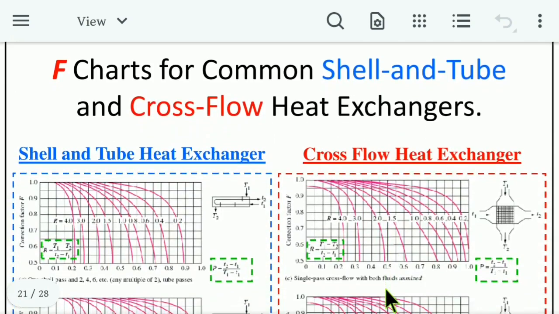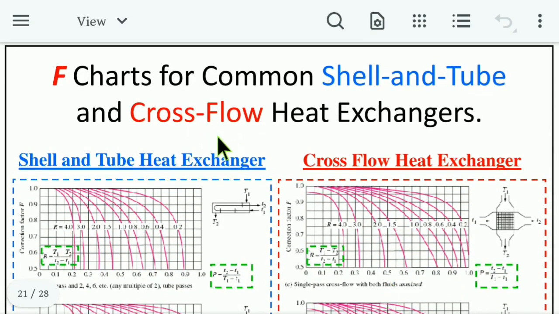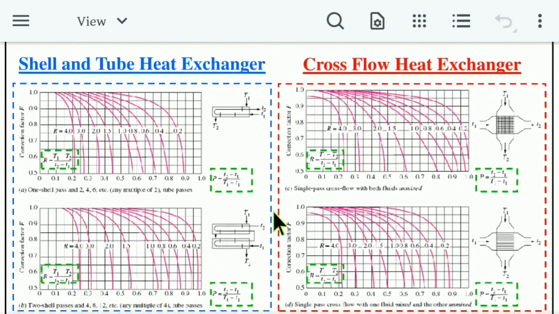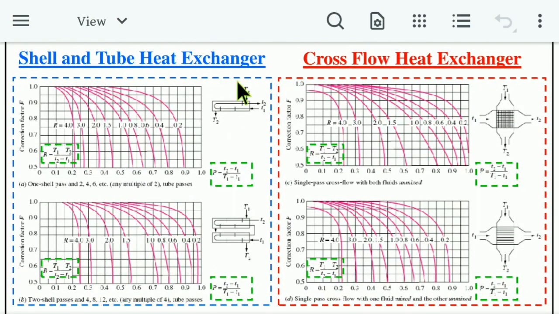F charts for common shell and tube and cross-flow heat exchangers. These two are shell and tube heat exchangers. Number A: 1 shell pass and 2, 4, 6, etc., any multiple of 2 tube passes. Number B: 2 shell passes and 4, 8, 12, etc., any multiple of 4 tube passes.